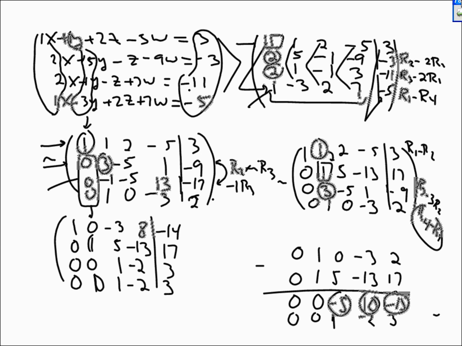Okay. So let's see. The third row, we're not changing. The fourth row is exactly like the third row. So when you subtract, you'll get all zeros.